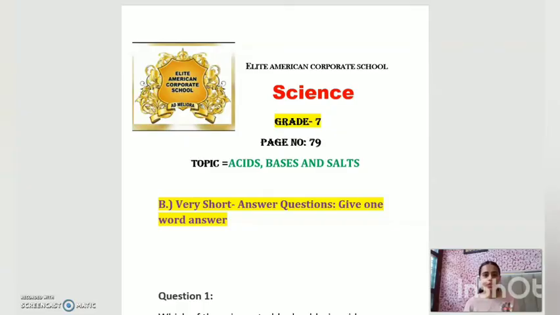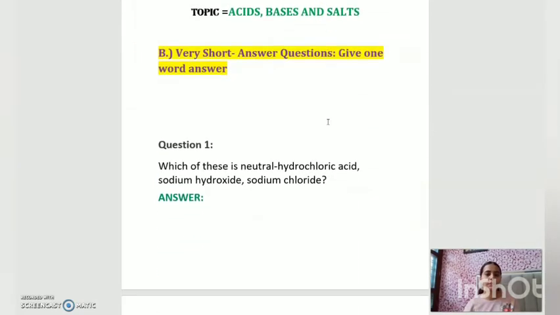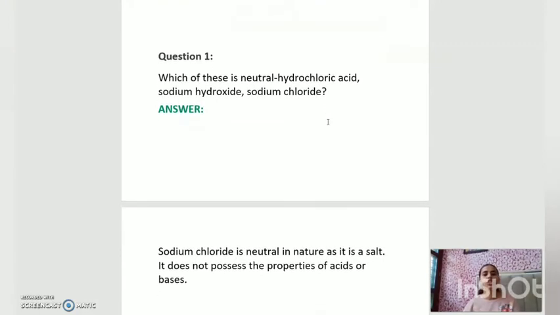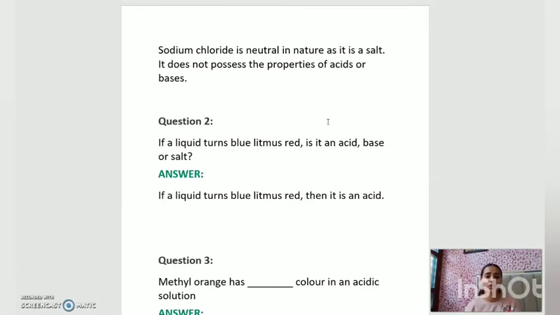So right, let's start our B part, that is the very short answer questions. Let's start. So yes students, now we will solve our B part, right? I have provided you the solution, students. So let's see what your B part has. Question number 1. Which of these is a salt, students? You have to tell among these which is a salt. Is it hydrochloric acid, sodium hydroxide, or sodium chloride? So the answer is sodium chloride, which is neutral in nature, as it is a salt.